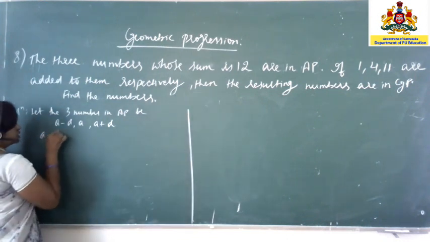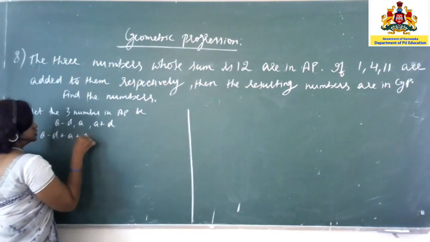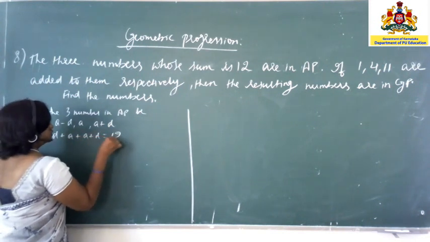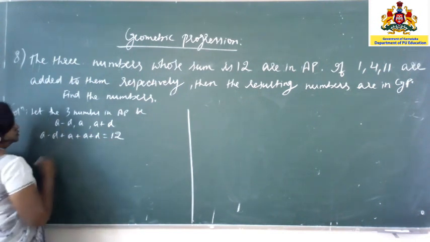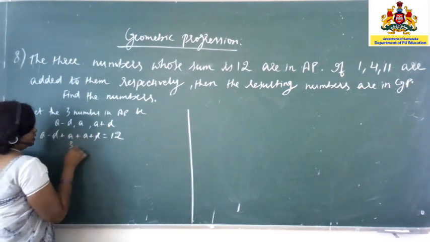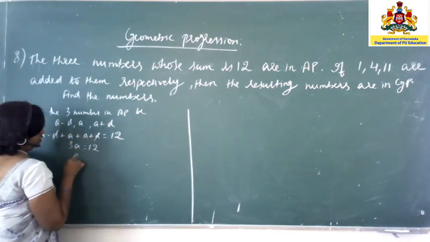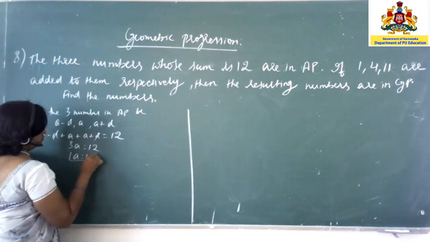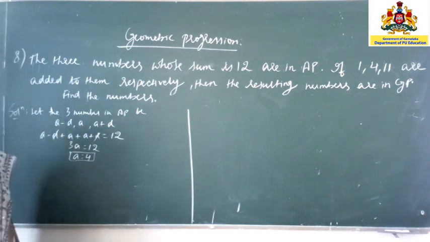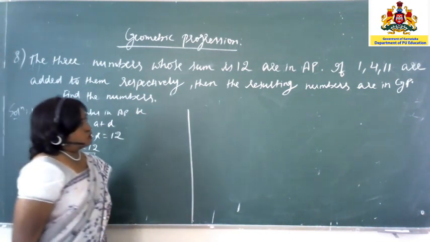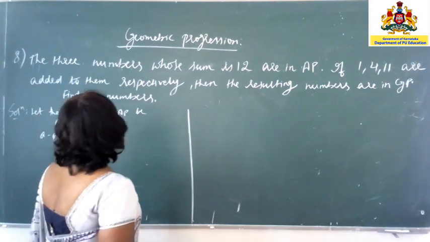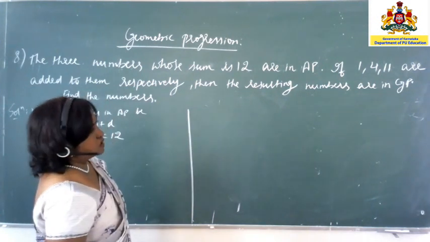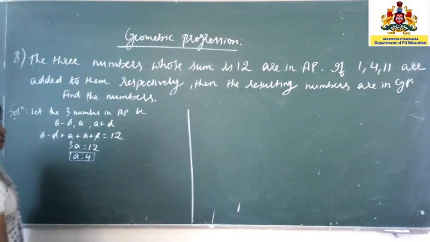So a minus d plus a plus a plus d is equal to 12. So d will get cancelled, 3a is equal to 12, a is equal to 4. And the next thing they have asked is if 1, 4, 11 are added to them respectively, then the resulting numbers are in GP.